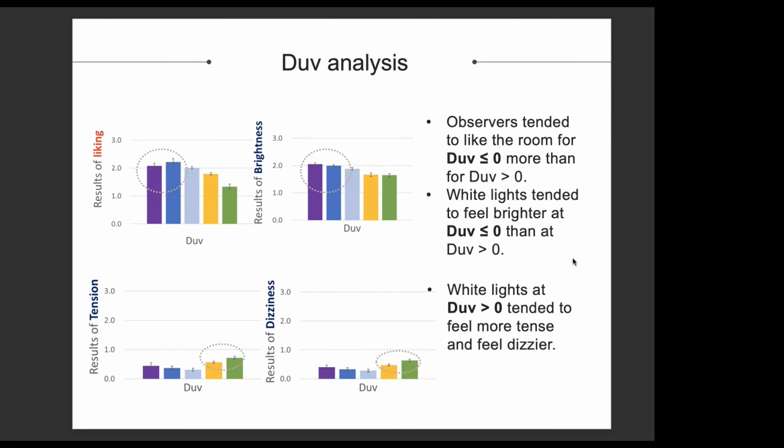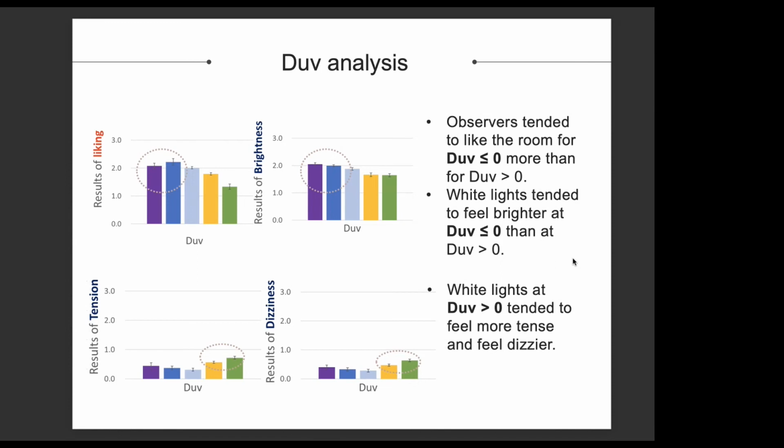Here, I would like to show you the results for lighting, brightness, tension, and distance. The horizontal axis is all the DUV values. As you still can remember, the middle of the horizontal axis is DUV of 0, and the left side means DUV of negative values. That means it's purplish white light.